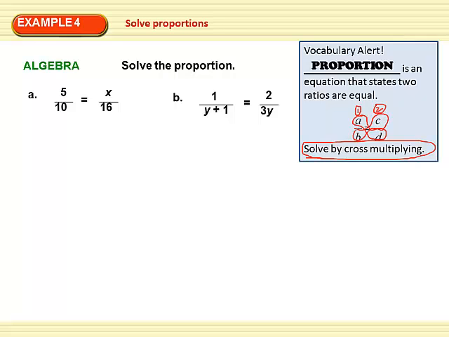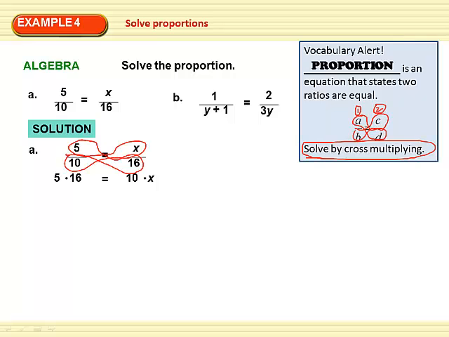So we have the first one, 5 over 10 equals x over 16. So the solution to that, you set it up obviously, and then you use your peanuts. So using your peanuts, cross multiply, and you should get 5 times 16 equals 10 times x. You simplify and then solve, divide by 10, to get x is equal to 8.